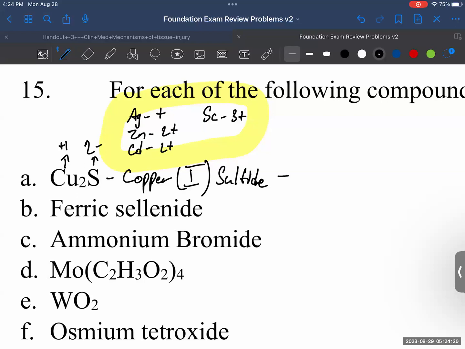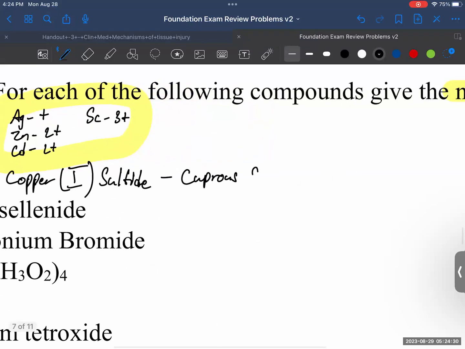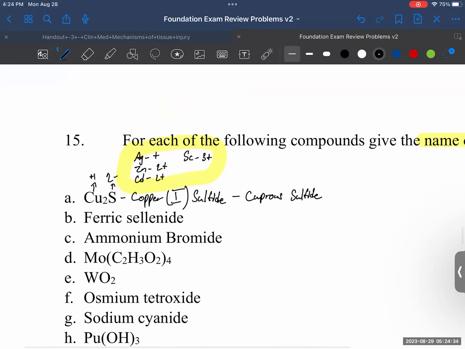Latin naming scheme problem. Cuprous sulfide, that's it. Cuprous sulfide, I probably spelled that wrong, but cuprous sulfide. So the way you arrived at that is copper can have 2 charges. It can either be +2 or +1. Those are your only 2 options. So you can have a copper 2+ or copper 1+.